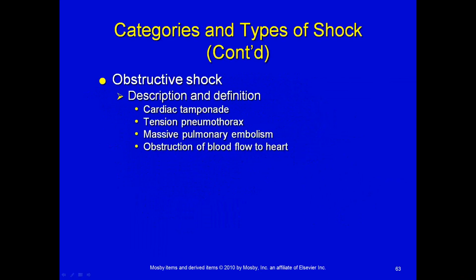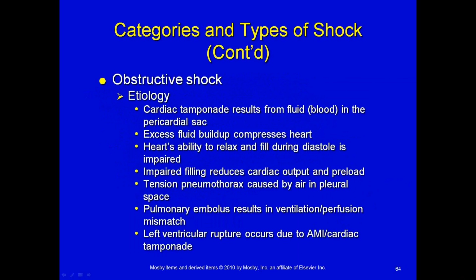Obstructive shock is when something is obstructing the flow of blood. That could be a tamponade, a tension pneumothorax, a massive pulmonary embolus. Something is just obstructing the flow. Cardiac tamponade results from fluid in the pericardial sac. Fluid is non-compressible. Hydraulics teaches us that if we take fluid and put it under pressure, we can move buildings. It takes 300,000 pounds per square inch to compress liquid 1%. So we cannot compress a liquid.